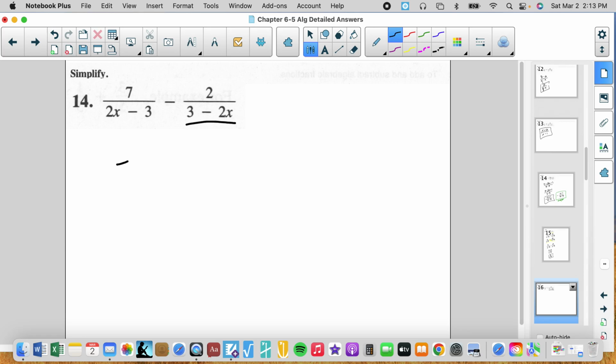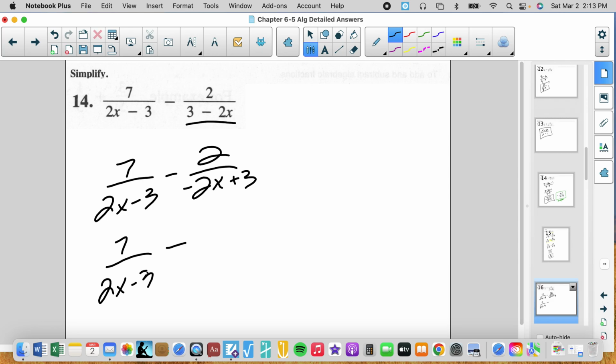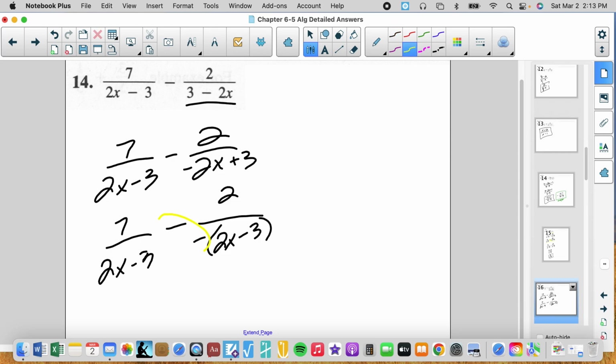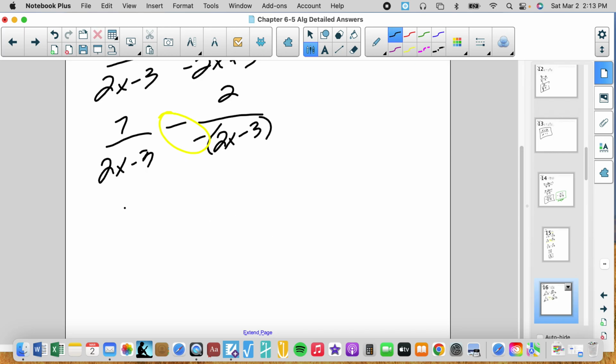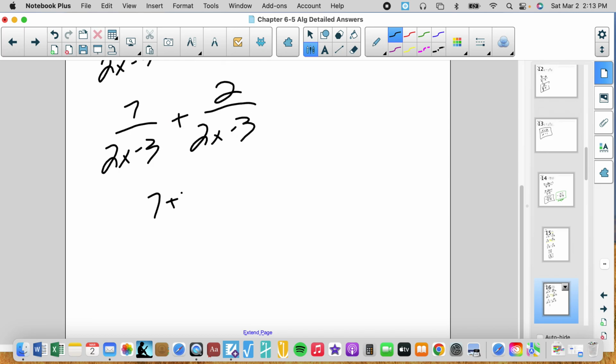Again, we're going to have to rewrite that denominator in standard form. So that's negative 2x plus 3. Let's factor out the negative, which now gives us 2x minus 3, and we're kind of close. But we're going to combine these two signs together, and we get 7 over 2x minus 3 plus 2 over 2x minus 3. Now we have like denominators. Now we can combine their numerators, and we get 9 over 2x minus 3.